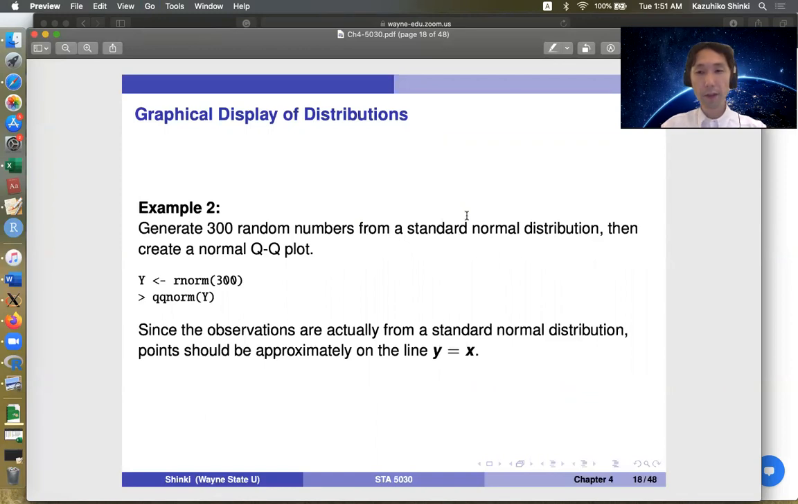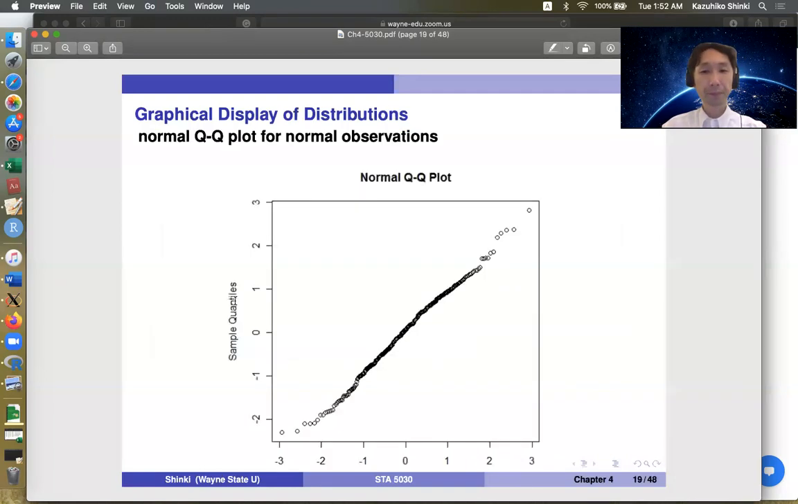Hi everyone. In this video, I would like to explain more examples of QQ-plot. In the last video, we discussed how a QQ-plot looks when we generate 300 random numbers from the standard normal distribution. So Y is rnorm(300), standard normal random numbers from normal(0, 1). When we generate the QQ-plot, it almost makes the pattern of Y equals X. The y-axis is the sample quantile, and the x-axis is the theoretical quantile.